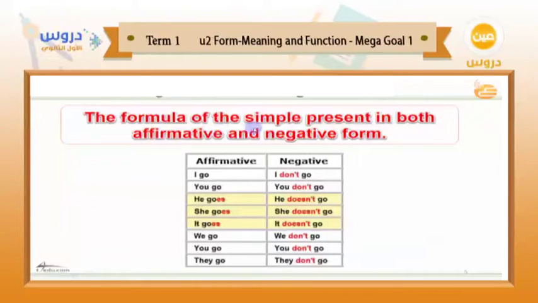Now, the formula of the simple present in both affirmative and negative form, you can see on the left-hand side the affirmative formula and the right-hand side the negative. So we are going to read the affirmative and the negative. I go, I don't go, you don't go, he goes, he doesn't go, she goes, she doesn't go, it goes, it doesn't go. We go, we don't go. You go, you don't go. And they go, and they don't go.